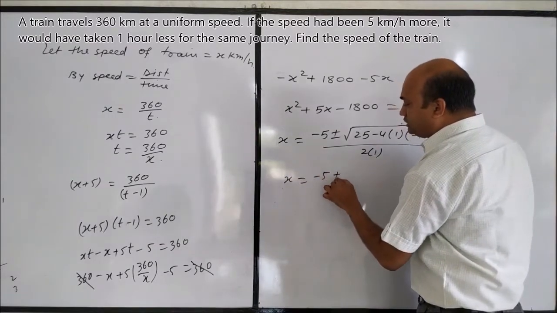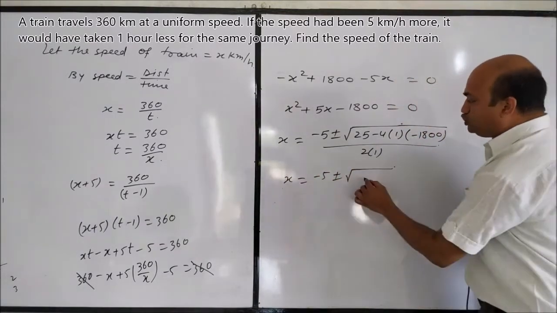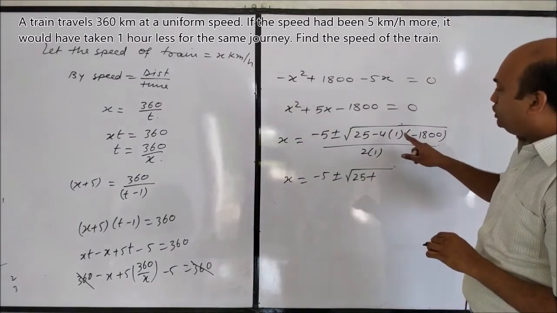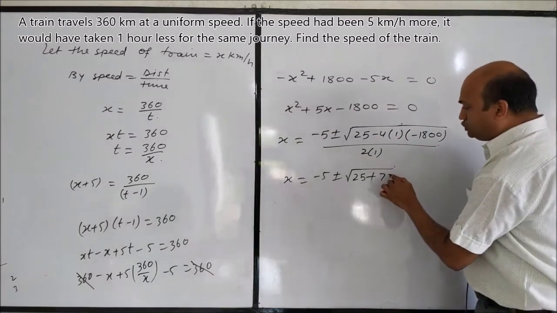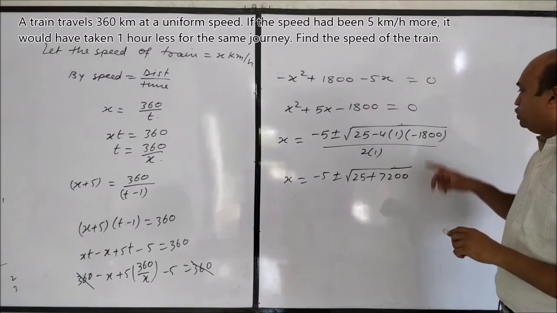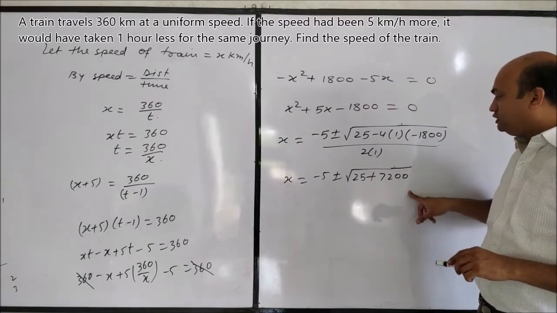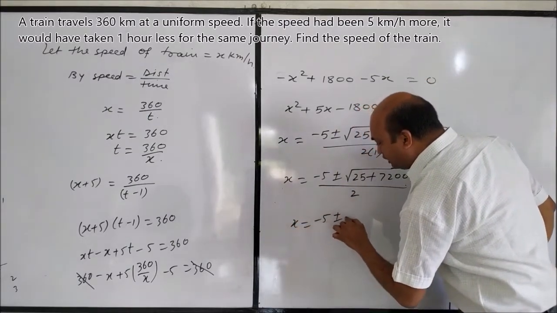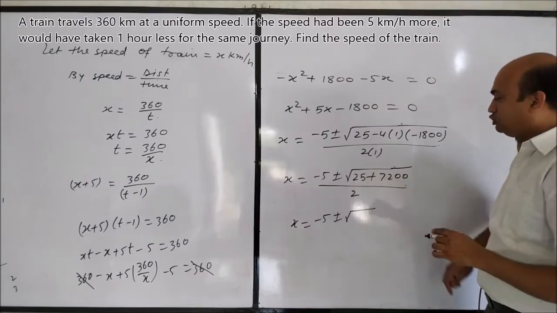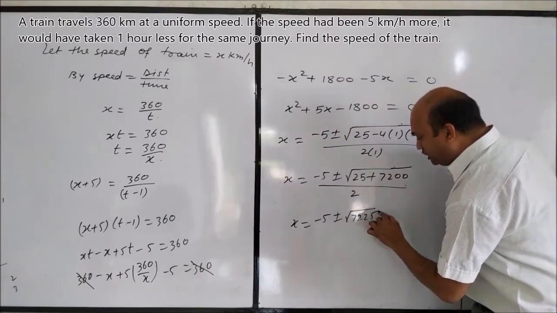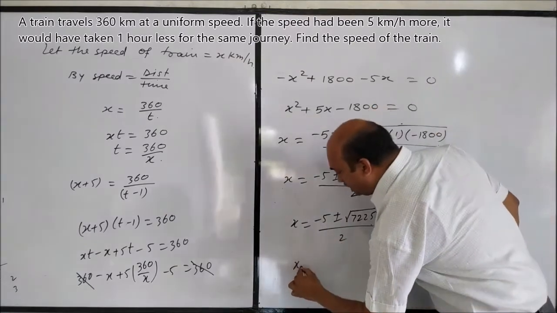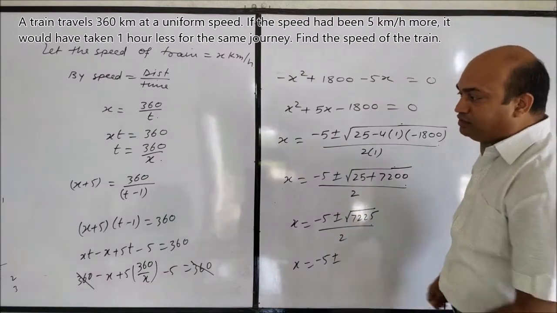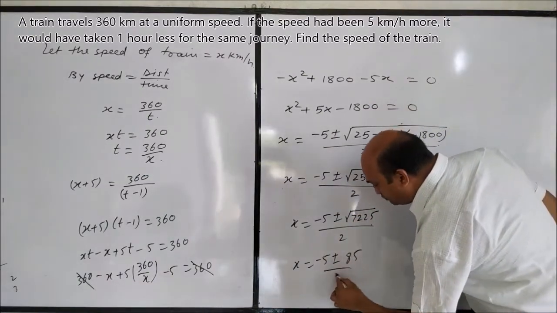Now x equals minus 5 plus minus under root 25 plus 1800 into 4, which will be 7200. 18 fours are 72, and the two zeros we write the same, by 2. So x equals minus 5 plus minus under root 7200 plus 25, which is 7225, by 2. Then x equals minus 5 plus minus under root of 7225, which is 85, by 2.